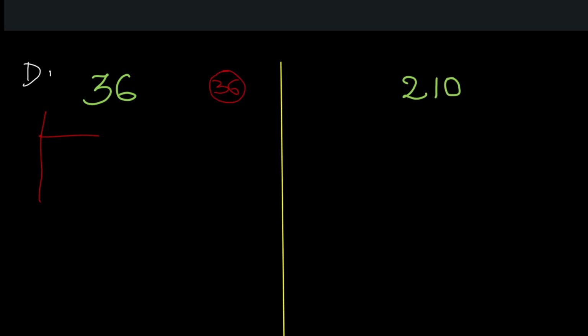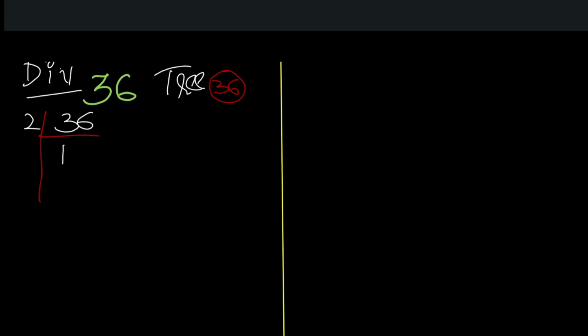This is division method, tree method. 36. First prime number is 2. 2 1s are 2, 2 8s are 16, 2 9s are 18, 3 3s are 9. Okay, this is division method.